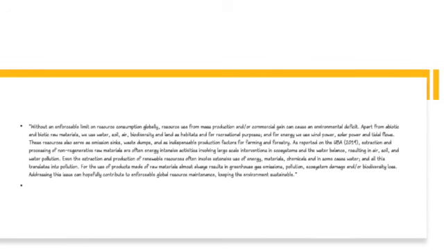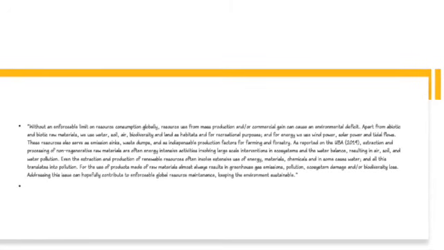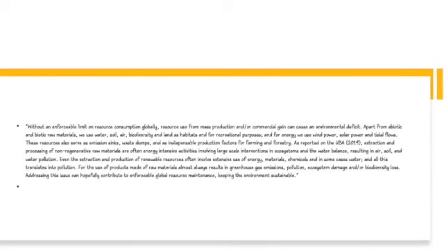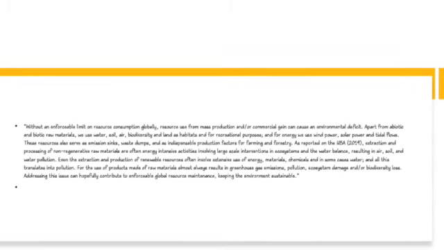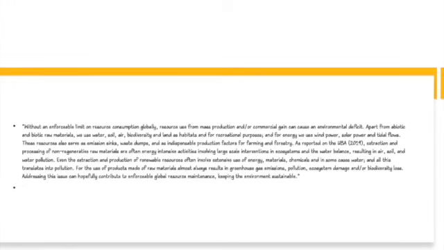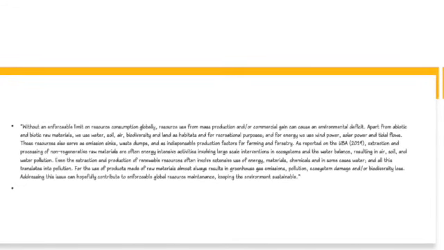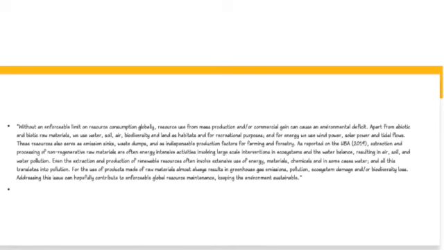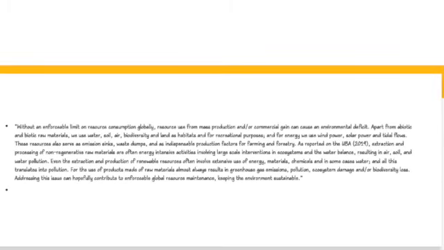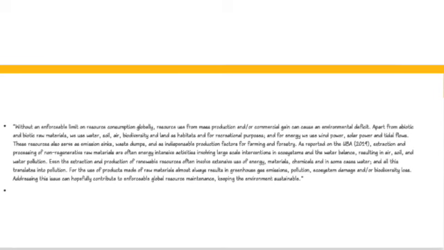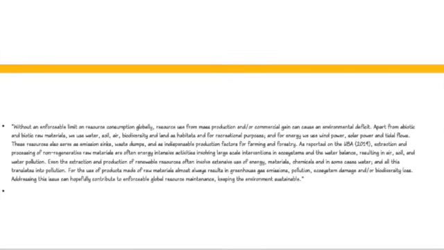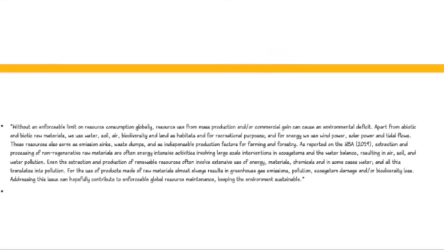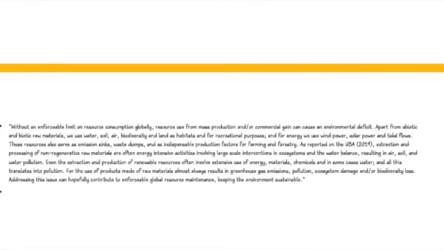As reported by the UBA in 2019, extraction and processing of non-regenerative raw materials are often energy-intensive activities involving large-scale interventions in ecosystems and the water balance, resulting in air, soil, and water pollution. Even the extraction and production of renewable resources often involve extensive use of energy, materials, chemicals, and in some cases water. And all this translates into pollution. For the use of products made of raw materials almost always results in greenhouse gas emissions, pollution, ecosystem damage, and/or biodiversity loss. Addressing this issue can hopefully contribute to enforceable global resource maintenance, keeping the environment sustainable.